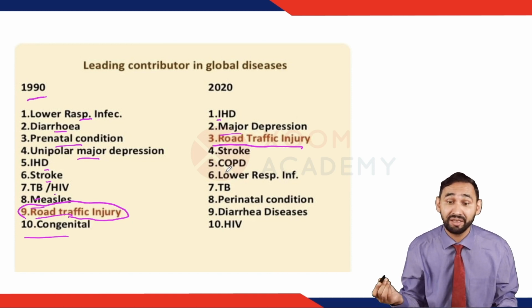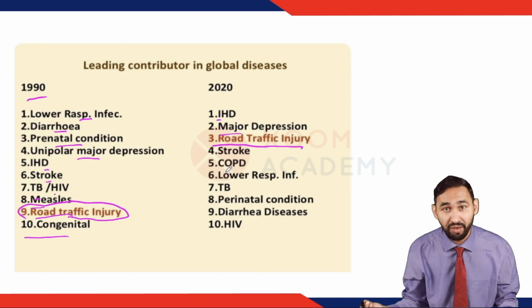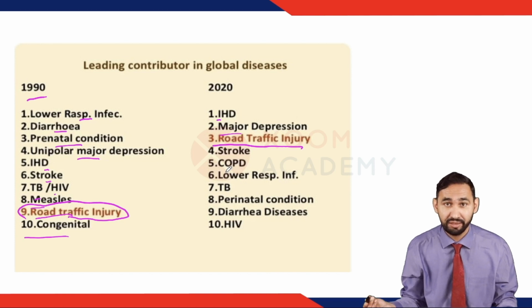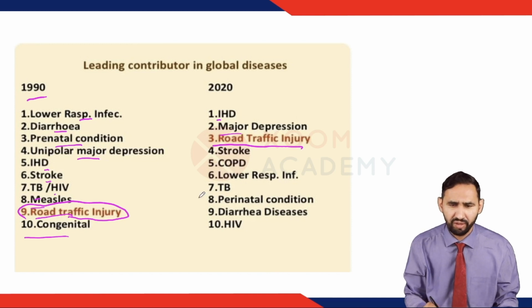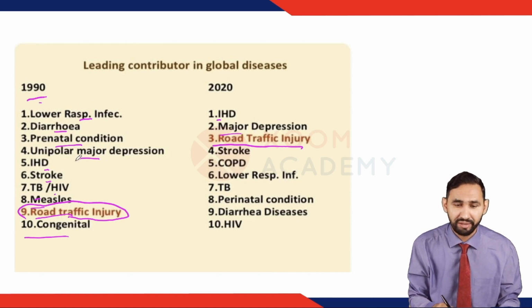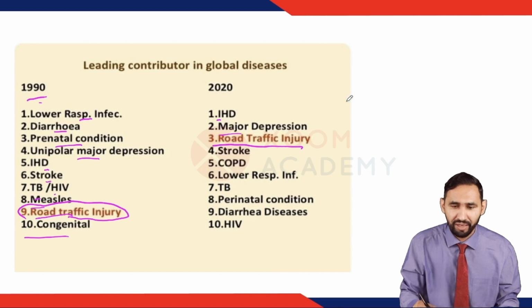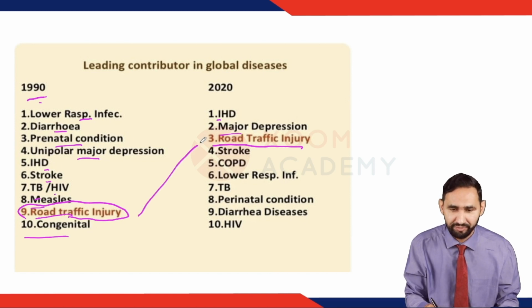Road traffic accidents are increased. Why? Due to the increased number of vehicles and poor infrastructure, road traffic accidents have increased. Then there is stroke, COPD, and other diseases. So we have compared these two columns. Road traffic accidents were at 9, now they are at 3.